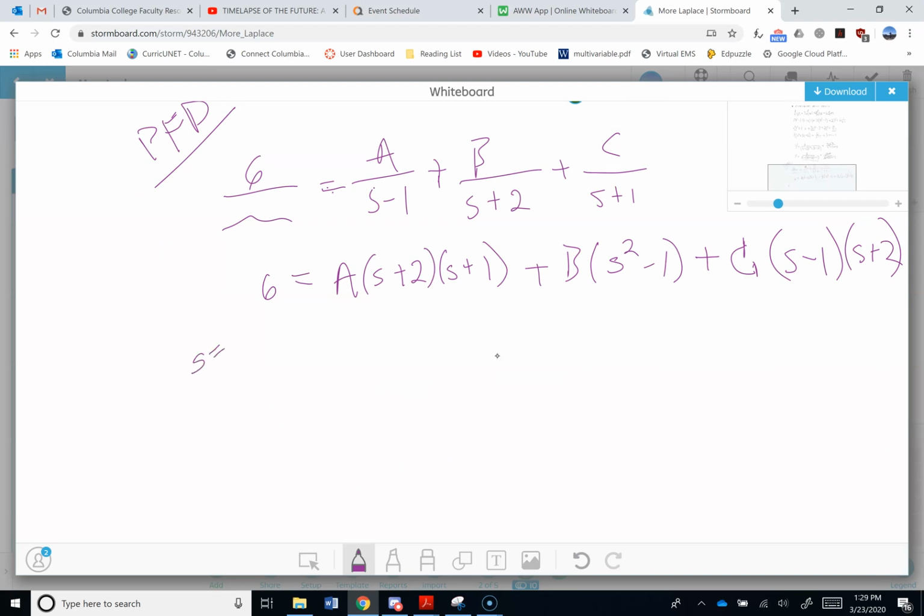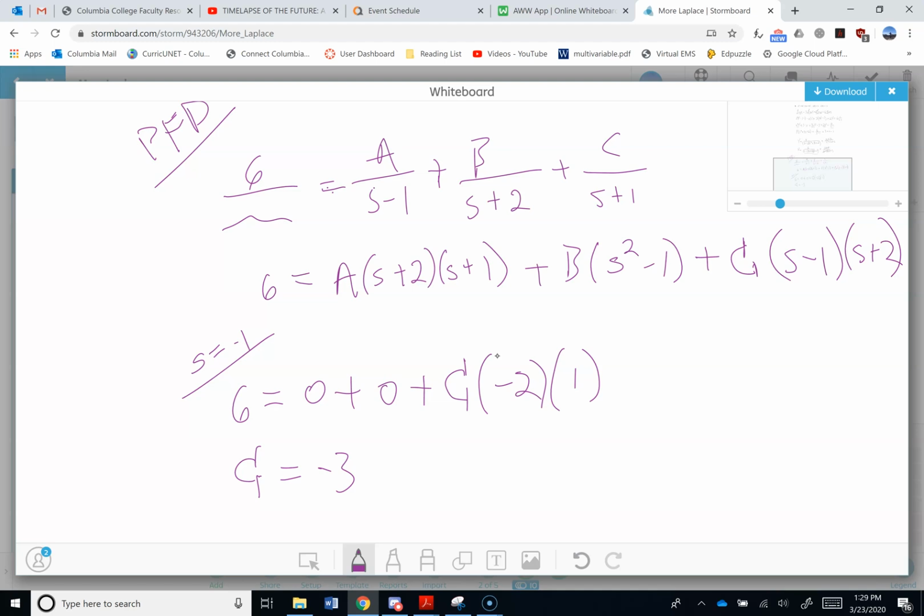All right, so s is negative 1. I get 6 is a times 0. Oh, still 0. 0 plus b times 0 plus c times negative 2 times 1. So I think that tells me that c is negative 3.